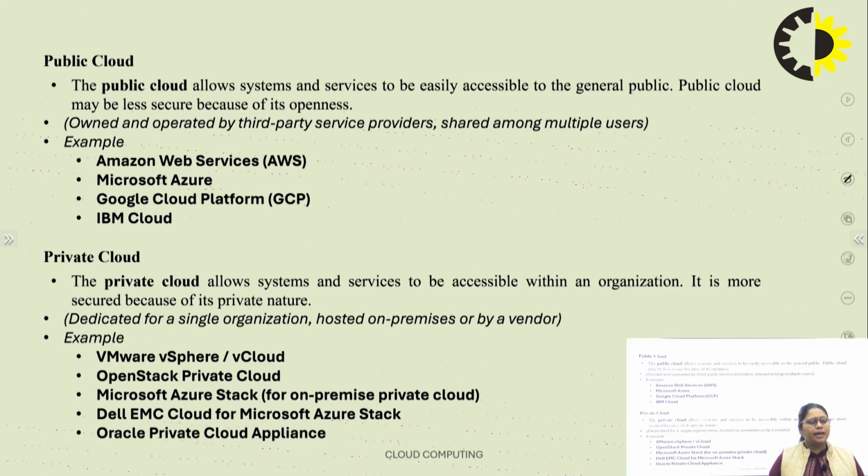Now the second category is a private cloud. So what is the meaning of this private cloud? The private cloud allows systems and services within the organization. It means if I just want to share my information within my company or within my organization, then in that case I will use the concept of private cloud. The purpose is that it is dedicated to a single organization only and hosted on premises by the vendor.